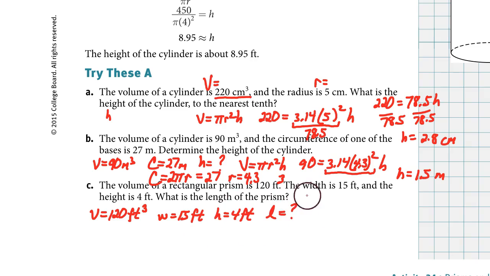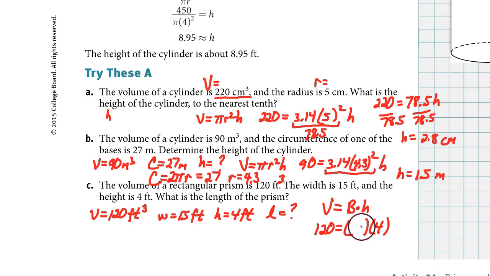Again, this problem discusses volume like question A and question B. So let's start with the volume formula. Volume equals area of the base times the height. For V, fill in 120. For area of the base, let's leave that blank for now. And for height, fill in 4.